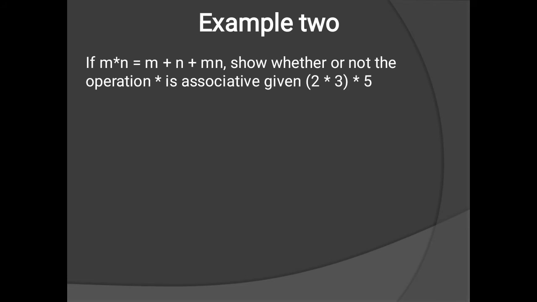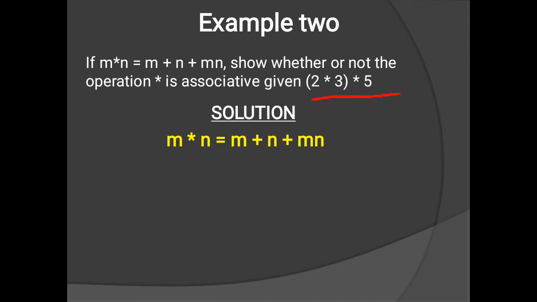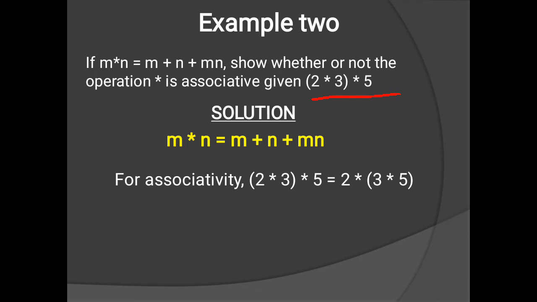So example 2, we are using numbers using the same rule, the same definition. Let's delve into it. Now the given operation is 2 operation 3 operation 5, so that should be equal to 2 operation 3 operation 5 with the second two grouped. Quote your rule for associativity. For associativity, what you have been given, 2 operation 3 operation 5, the first two grouped, should be equal to 2 operation 3 operation 5, the last two grouped.